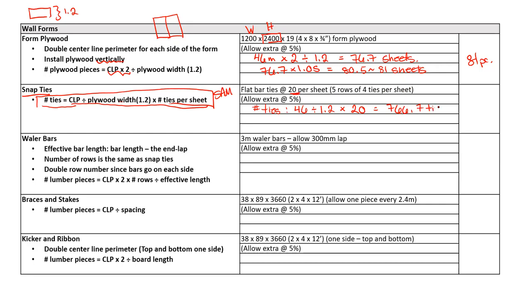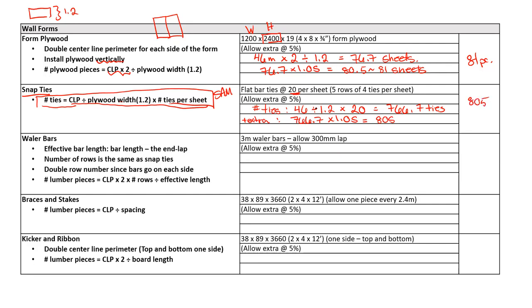766.7 ties. Plus extra, 766.7 times 1.05 leaves us with 805 ties. Okay.